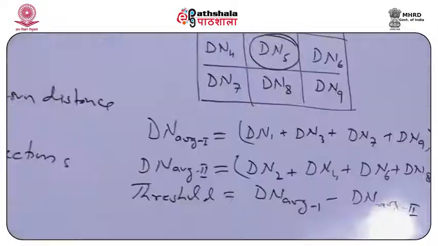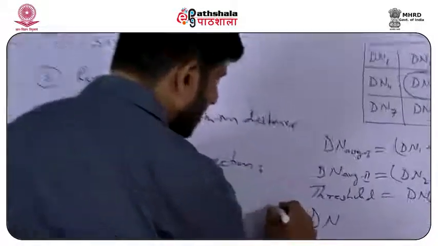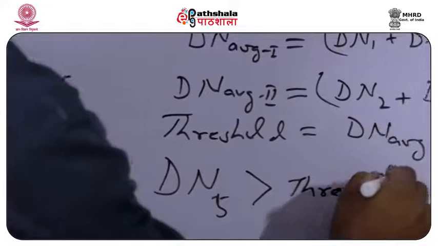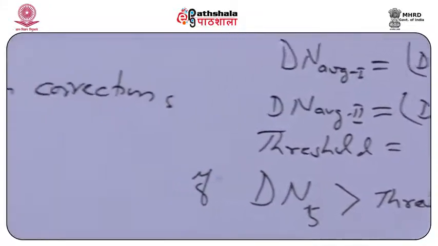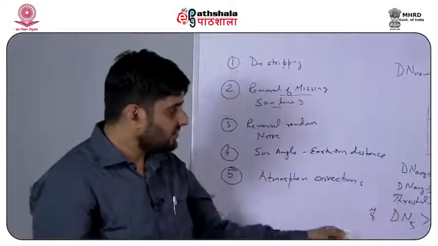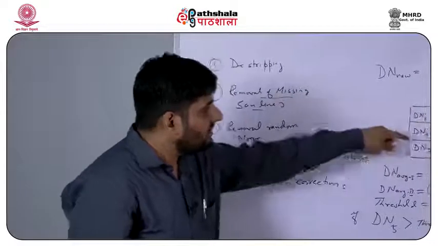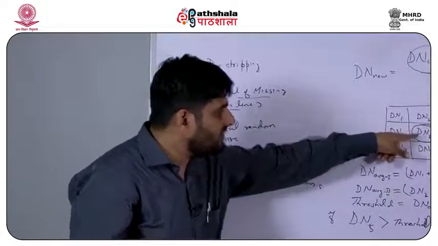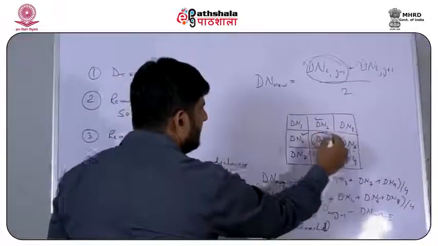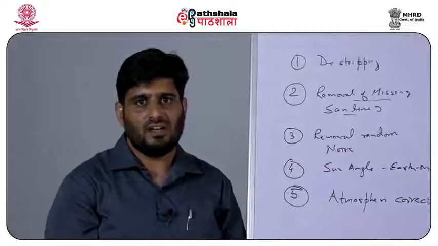Now, if the pixel contains noise, then the difference of these two can be referred to as the threshold value. If the DN5 is more than the threshold value, then the pixel is considered to contain noise. In that case, the DN5 will be replaced by DN average 2. So if DN5 is more than the threshold value, it will contain noise, and to remove this noise, we will have to replace DN5 by DN average 2, which is nothing but the average of these four adjoining pixels. So in this fashion, we can remove noise from the data.